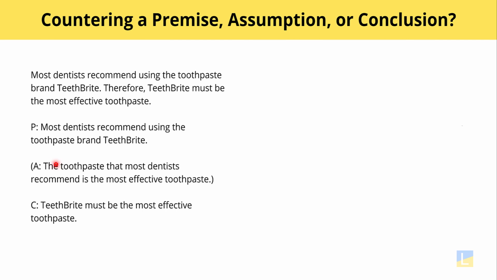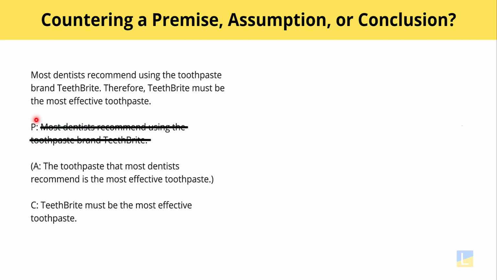And just in case you're unfamiliar with this notation, I put a parenthesis around this assumption just to signify that it was not explicitly stated in the argument. It's something that is implicit. So let's say it turns out that this premise is actually incorrect. That, you know what, most dentists, they don't recommend using the toothpaste brand Teeth Bright. They actually recommend using the toothpaste brand Sparkle Smile.